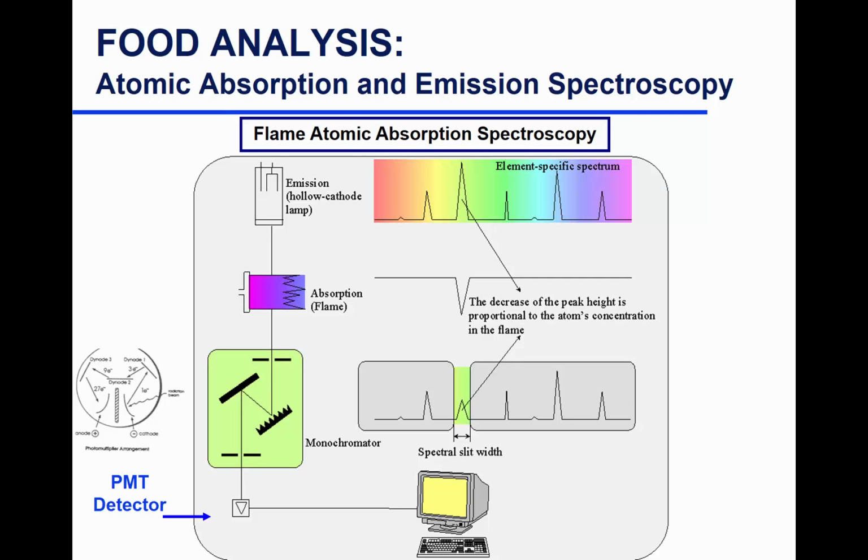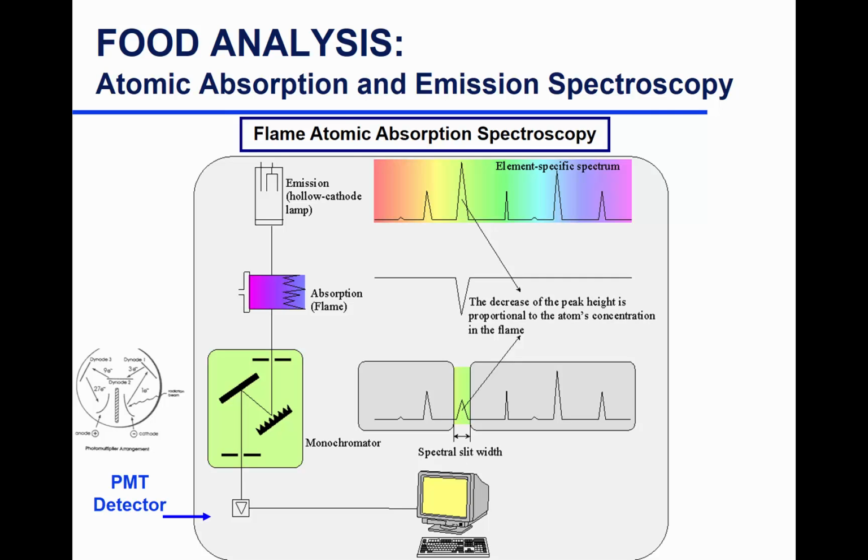So here's a more detailed schematic. The hollow cathode lamp will emit radiation that is specific for the element, and we normally measure the absorbance at the wavelength at which you have maximum absorbance. So you select for that wavelength, and some of the light is absorbed, so the transmitted light that gets measured will obviously be less than the incident beam.